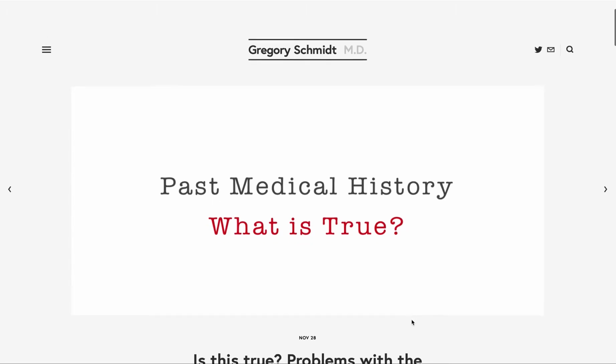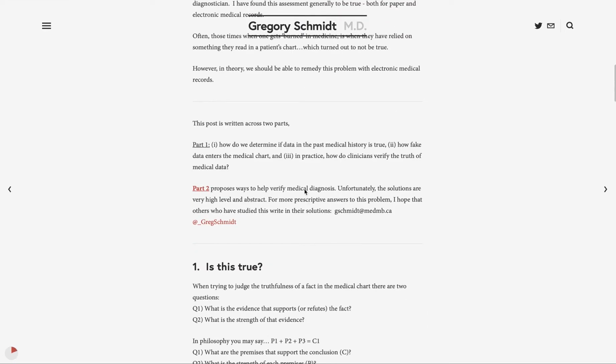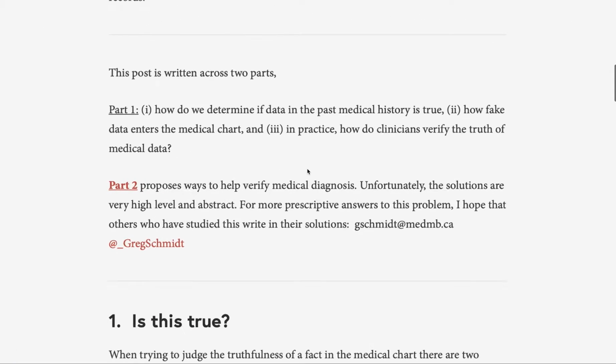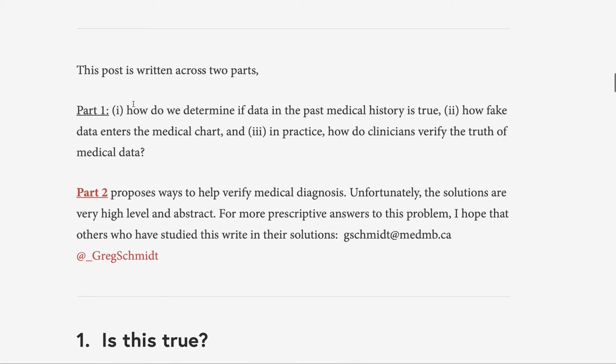And so I have a two-part post. The first part is looking at how we determine if data in a medical record is true, how fake data enters into the medical record, and in practice how clinicians verify what is actually true.